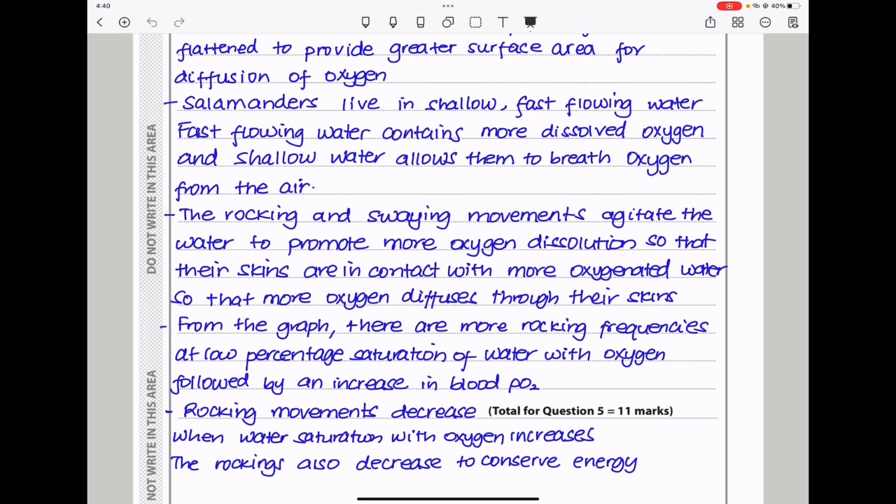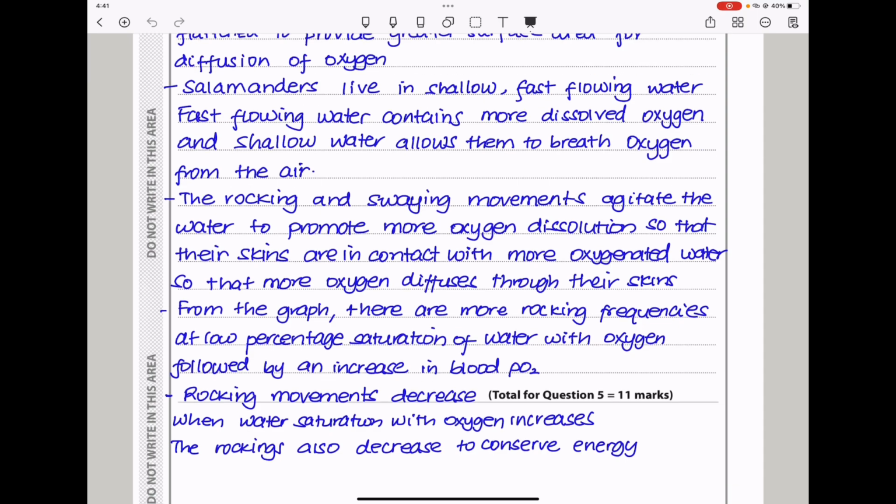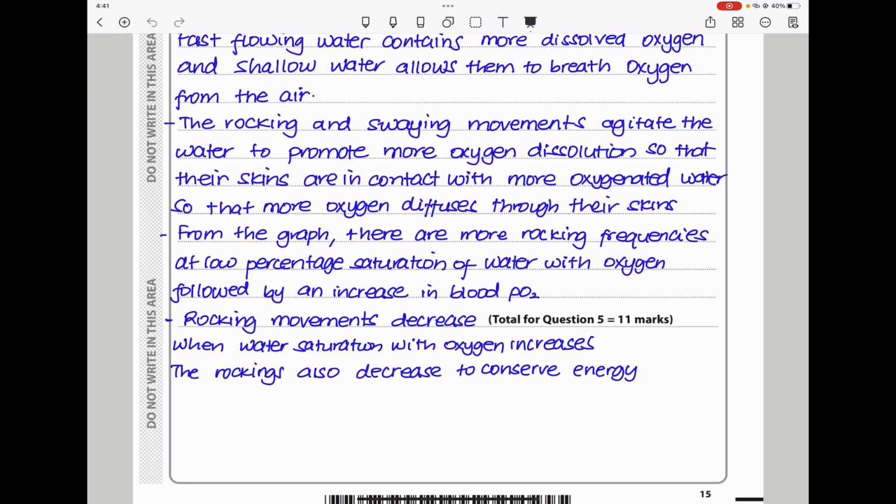From the graph, there are more rocking frequencies at low percentage saturation of water with oxygen, followed by an increase in the blood partial pressure with oxygen. The rocking movements decrease when water saturation with oxygen increases. Also, rockings decrease to conserve energy. So this brings us to the end of question 5. Let's continue to question 6.